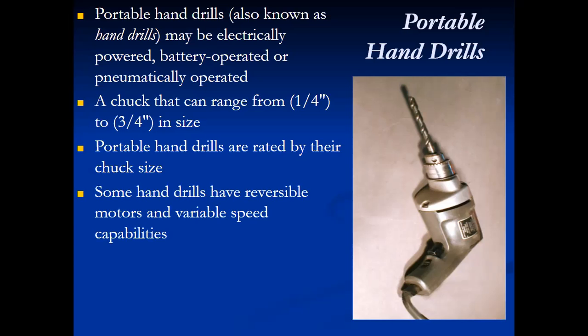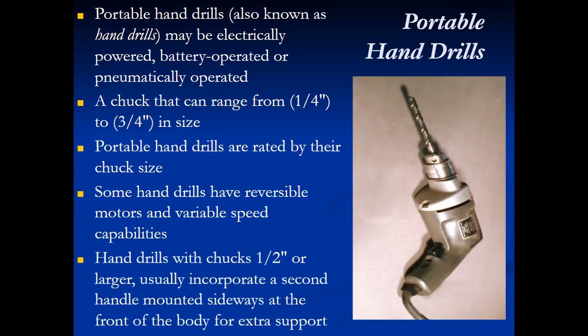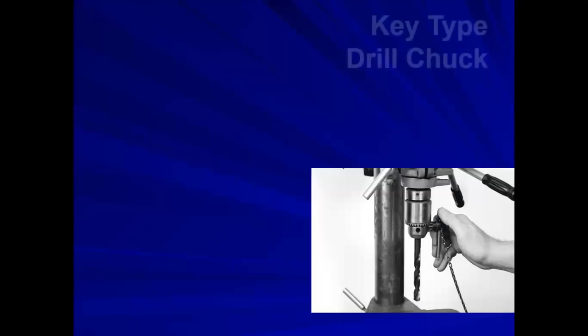Some hand drills have reversible motors and variable speed capabilities. This is pretty common in all drills nowadays, but it wasn't quite the case back in the day. Hand drills with 1/2 inch chucks or larger usually incorporate a second handle mounted sideways at the front of the body for extra support. Often they'll have a handle on the back, like a D-ring style handle, and then they'll have a fixed handle on the top side of it. So you can hold the drill in various different ways. But we're not going to have to worry about that. I'll show you one when you get here, but we're not going to have to worry about using one in here.